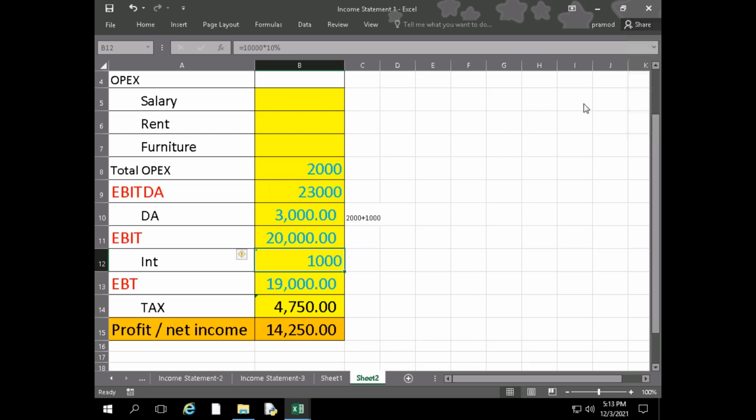So everybody has got 14,250. Who has still not got 14,250? Sir, tax rate at 25% on EBT.